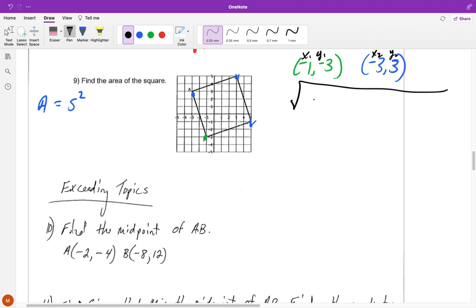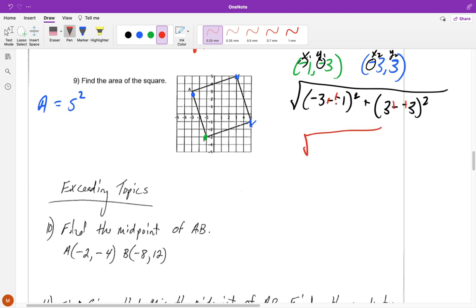So the square root of -3 minus -1 squared plus 3 minus -3 squared. So just make sure that when you're plugging in these numbers, you're plugging them in with the negative, because the formula's minus doesn't take away that negative. It will actually turn into a plus. So now it's the square root of, well, -3 plus 1, so it'll be -2 squared plus 6 squared.